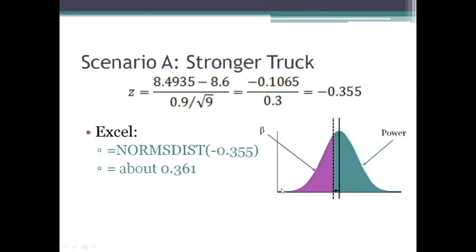So it's going to tell us beta here. It always takes the value and below. That means our beta is about 0.361 and our power is 1 minus that, or almost 0.64. There's a 64% chance that if someone repeats our experiment, they'll get the same result. They will confirm, indeed, our truck is an improvement.